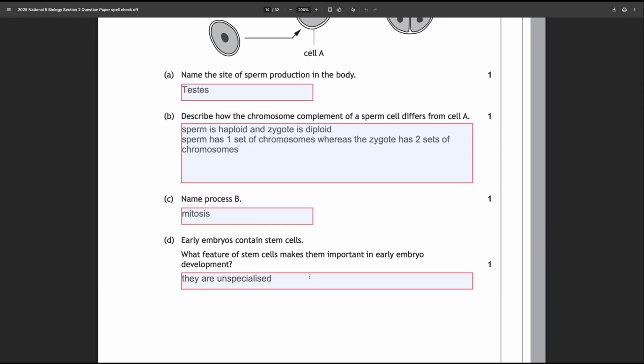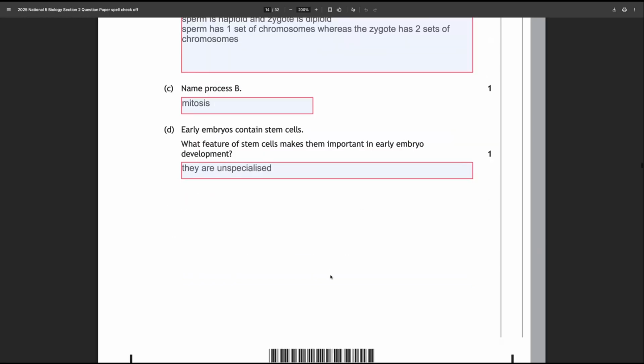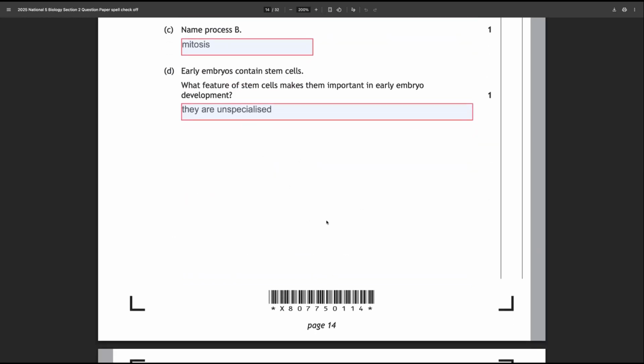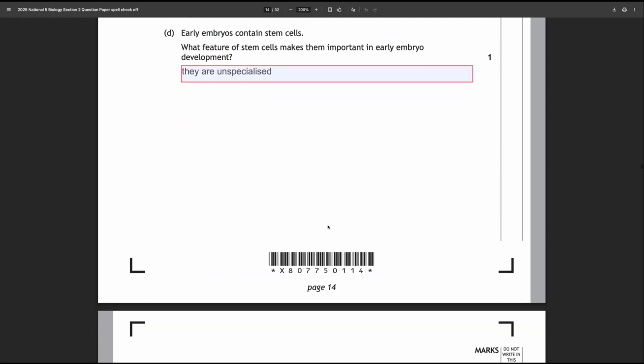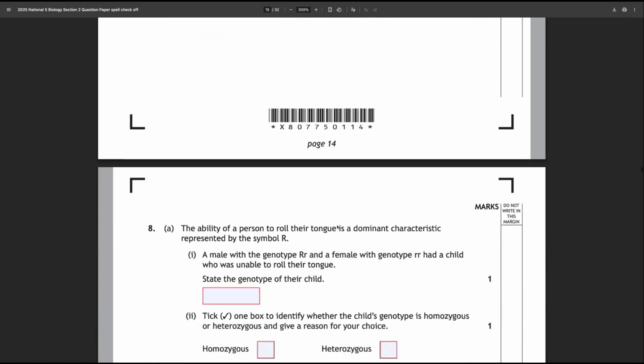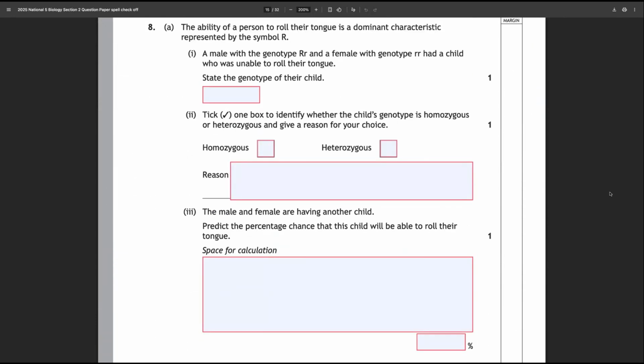But as I say, the first one that springs to mind there, and the one that I think I teach with the most emphasis, is they are unspecialized cells. And that does come up reasonably often, so it's well worth remembering that stem cells are unspecialized. Okay, we'll move on to question 8.